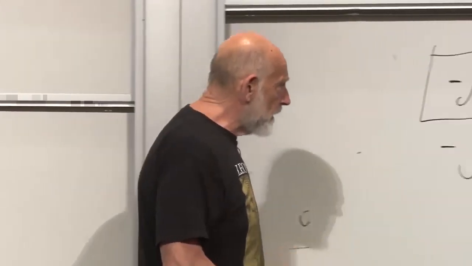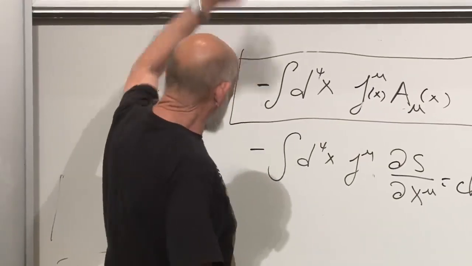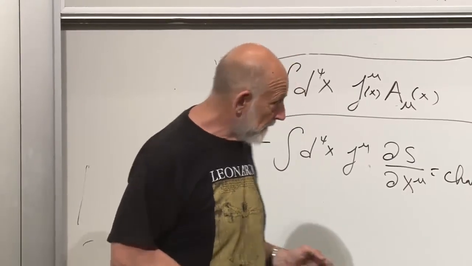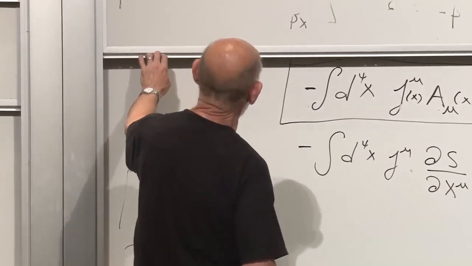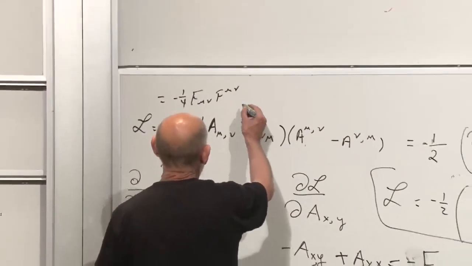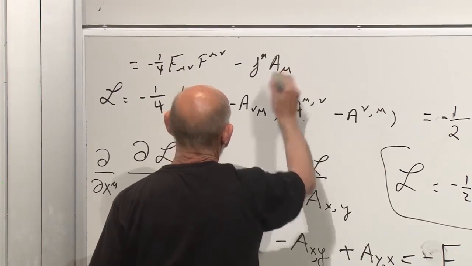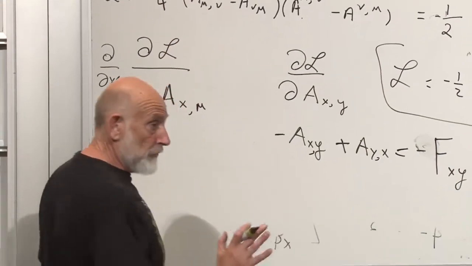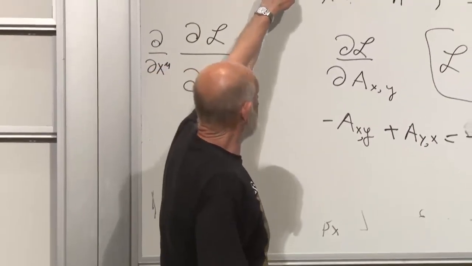The lesson here, there's a couple of lessons, many lessons. First of all, you can write Maxwell's equations in Lagrangian form. That's important. Second of all, the Lagrangian has a very simple form, minus a quarter f mu nu squared minus j mu a mu. Third, it's gauge invariant if and only if the current is conserved.